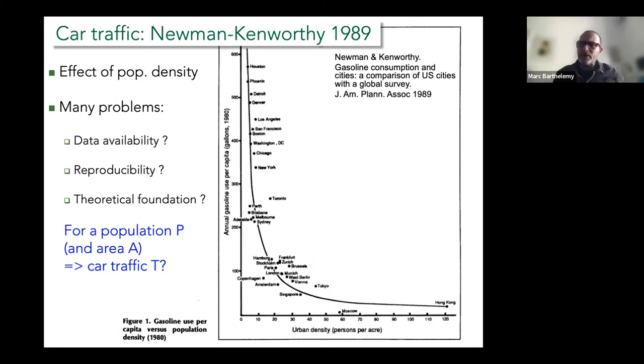That's another problem, but an important problem that I wanted to mention. So anyway, let's assume now, how can we understand this? Assume that you have a population P and you are in your city of area A. That's a very simplified problem. What's the car traffic T? It's a fraction of the population, of course. Can we say something? And here, I will try to convince you that there is some strength in simple models.